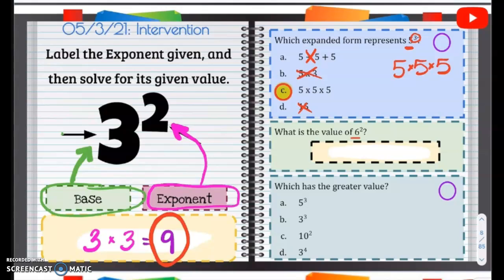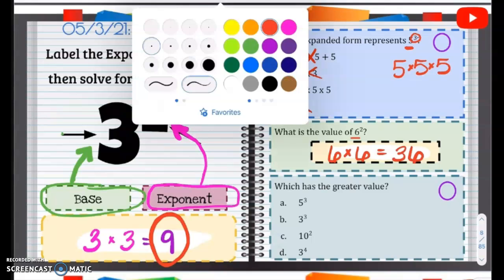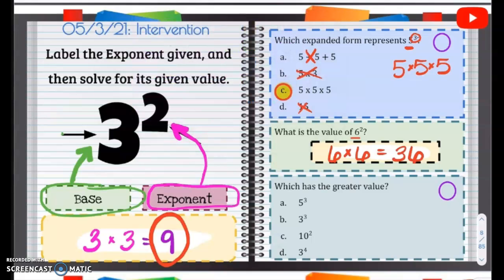All right, now the value of 6 squared, or 6 to the 2nd power. So 6 to the 2nd power means 6 times 6, and that is 36. Now, which of these has a greater value, which means bigger? So 5 to the 3rd power, that means 5 times 5 times 5. 5 times 5 is 25. 25 times 5 is 125.